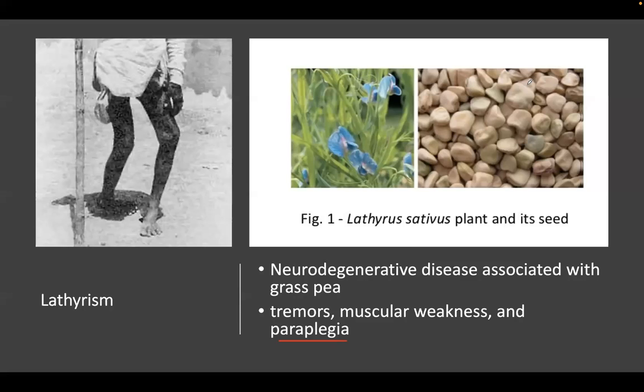Now, what important neurodegenerative disease classically presents with tremors, particularly resting tremors? It is Parkinson's disease, or PD. So grass pea or chickpea: here are the seeds of the legume, and here is the flower.